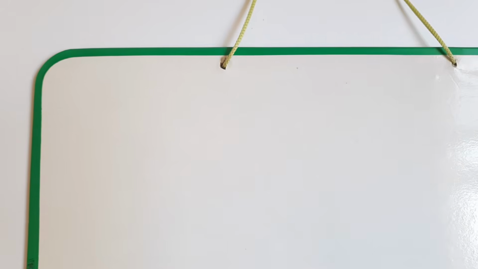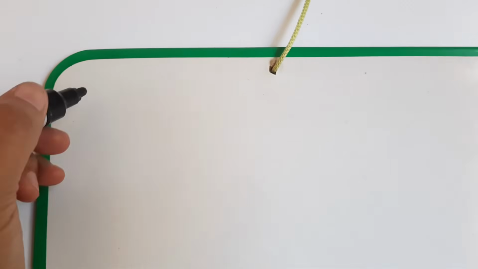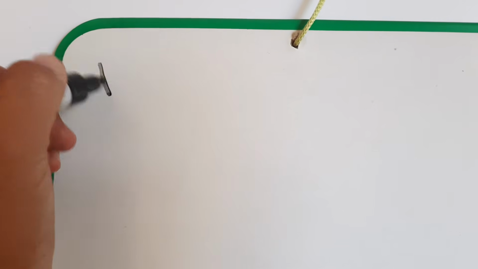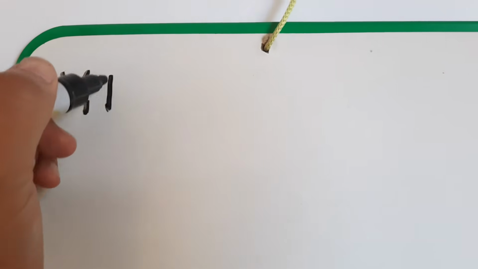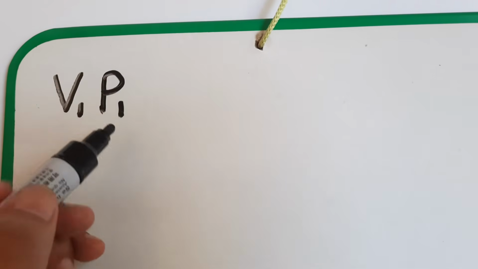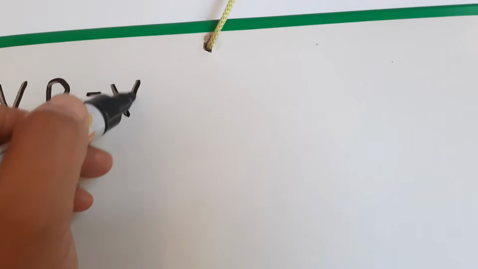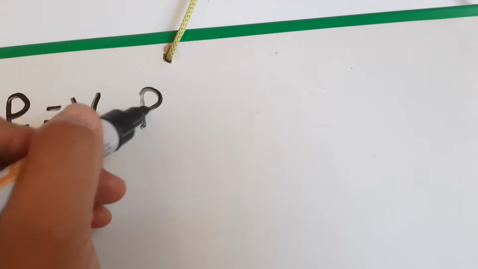We are going to find out the value for V1. First, let us write Boyle's law equation. So the equation for Boyle's law is V1 times P1 is equal to V2 times P2.